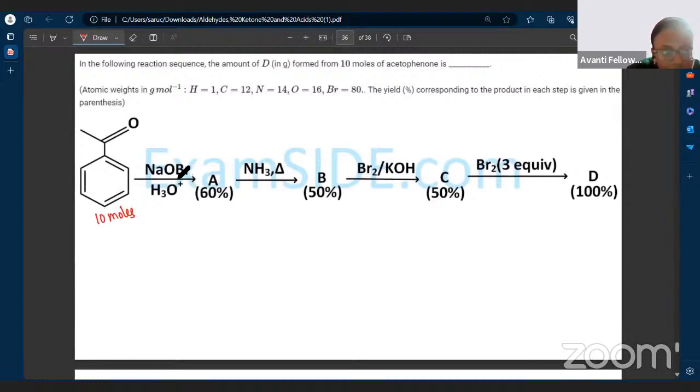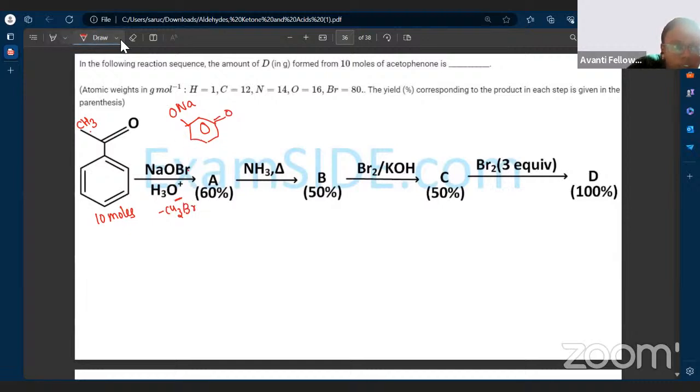When acetophenone reacts with NaOBr in presence of H3O+, the reaction is like what we have done already. You have CH3 over here. When you react it with NaOBr, this Br will take up this CH3 and it will be removed as CH3Br. So this whole part will get here. CH3Br is removed, so what you'll be getting is ONa. Okay, CH3Br is removed.